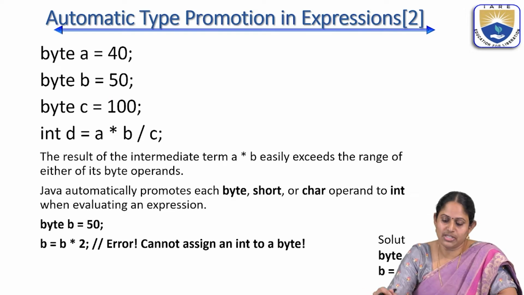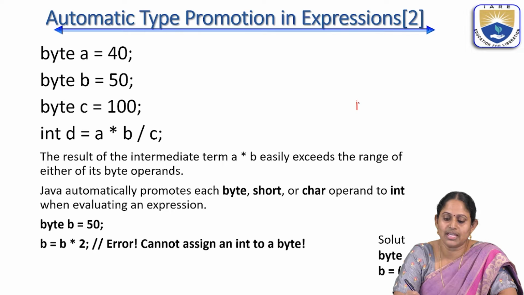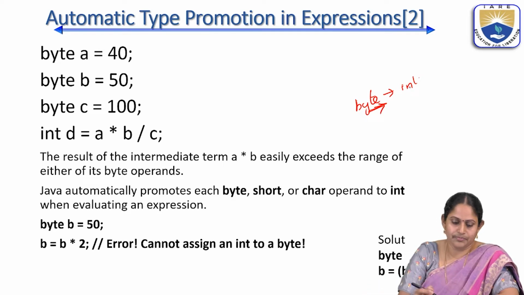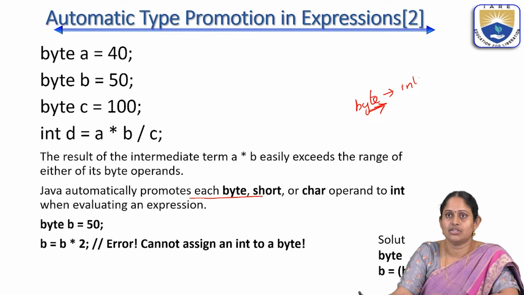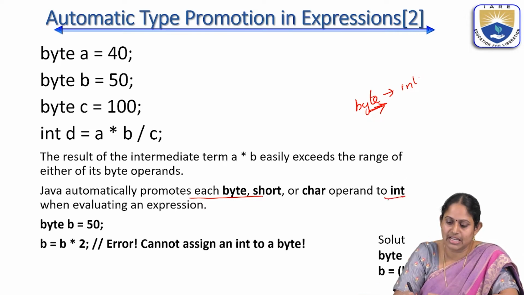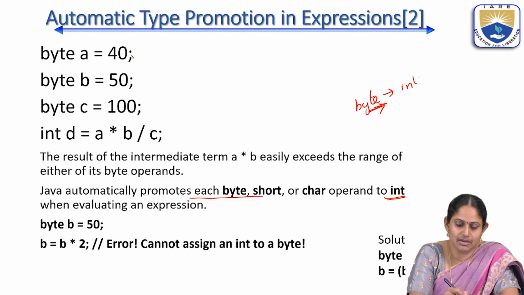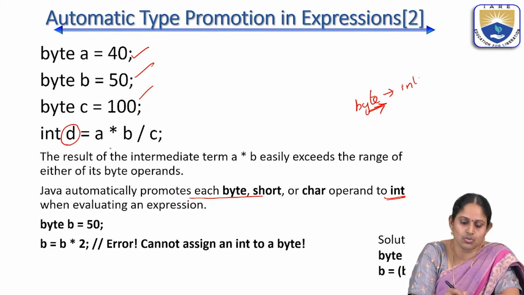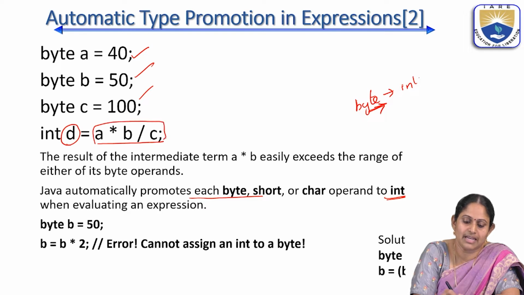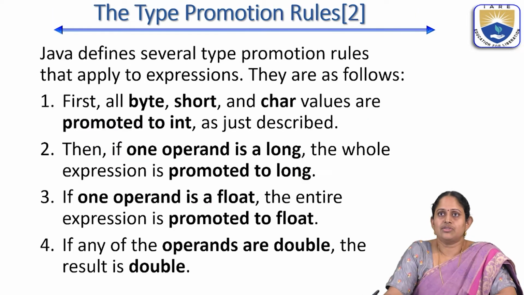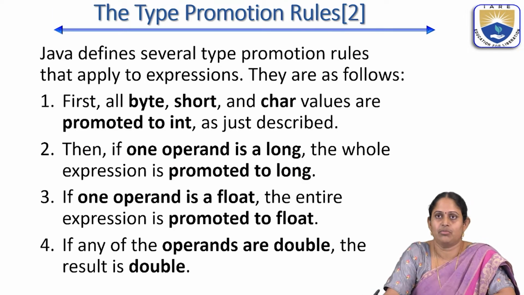Next is type promotion. When we are storing a byte into an integer, what happens? The byte will be enlarged. Here widening is occurring. Java automatically promotes byte, short and character into integer while evaluating an expression. In this case, we have 3 bytes A, B and C, and we are storing their product into an integer D. All of these will be multiplied and the result will be converted into integer and stored into D.